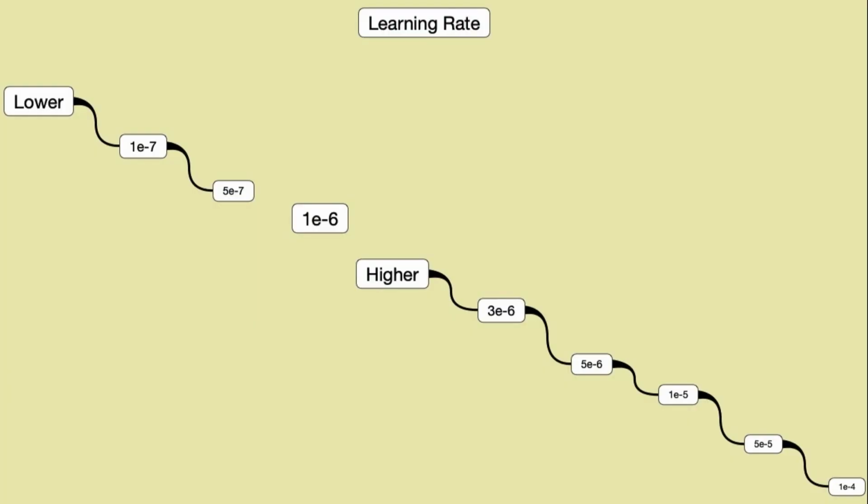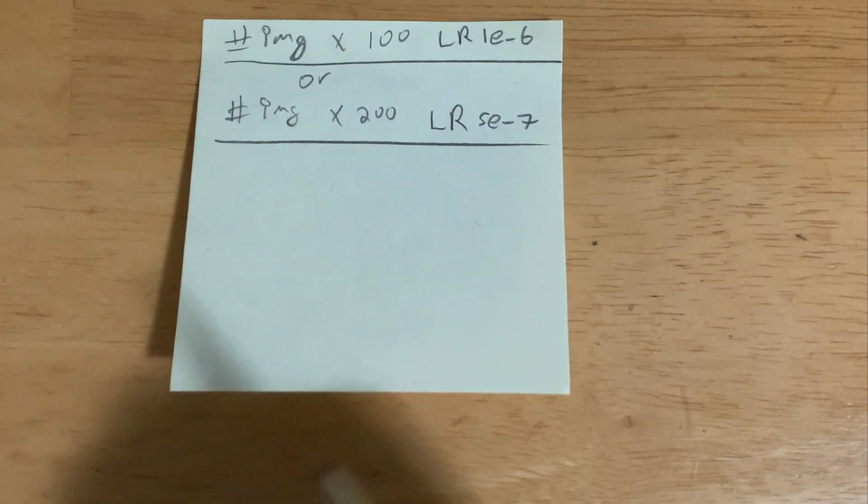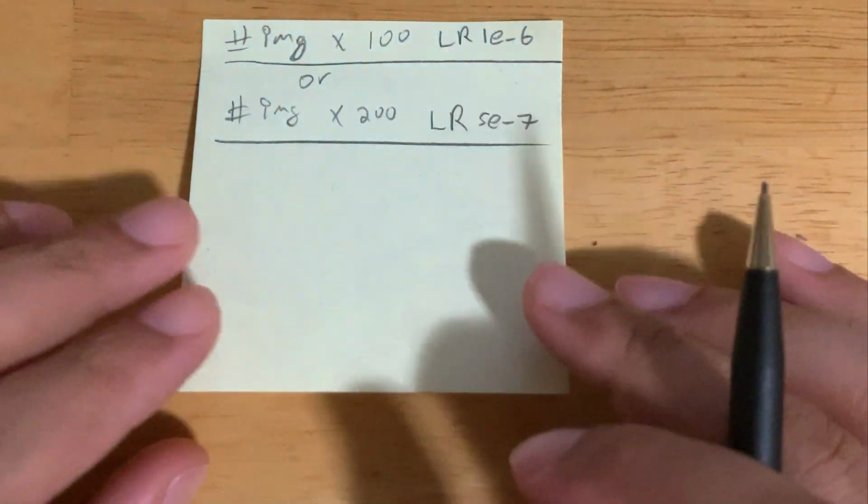To further illustrate learning rates, let's look at this graph that I made real quick. You have our learning rate, the default setting of 1e-6, our lower learning rates and our higher learning rates. And to further explain that, let's just use some sticky notes. I'm going to try to write this out. My handwriting's terrible, so I apologize in advance.